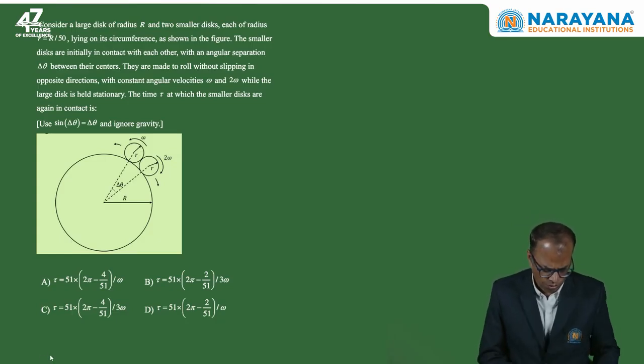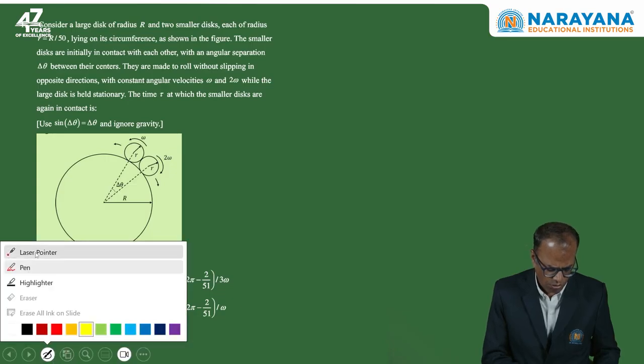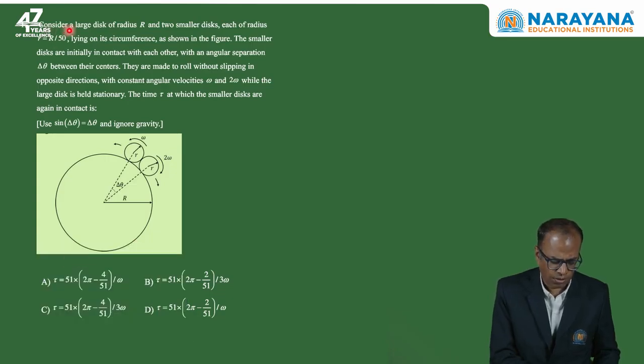So suppose we have a large disk of radius r. So this is a large disk of radius r, and there are two smaller disks, each of radius r by 50, lying on its circumference as shown in the figure.